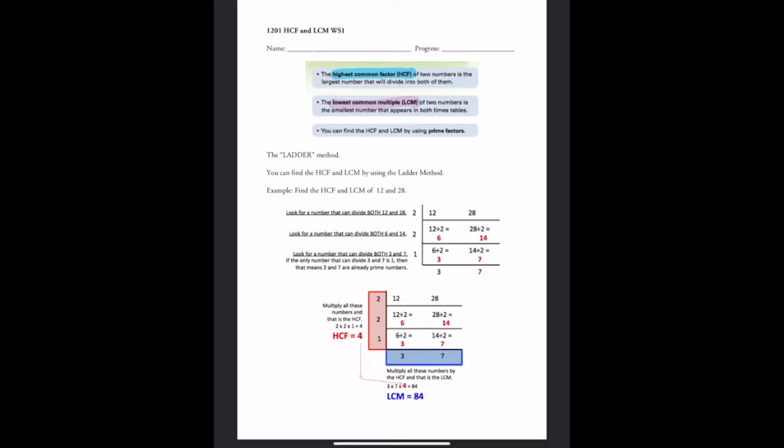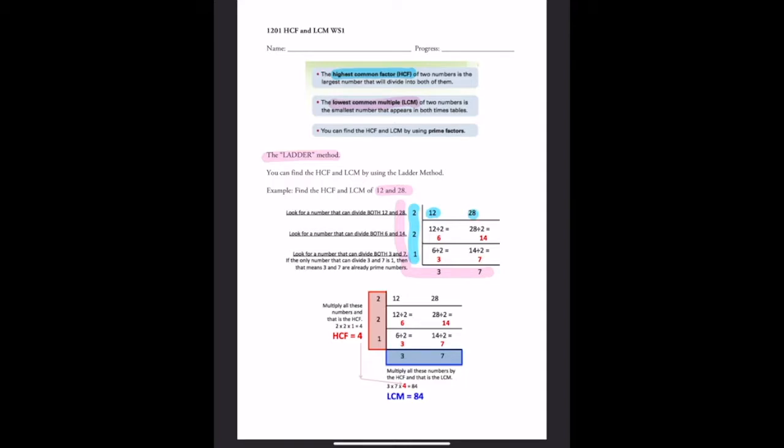You can find HCF and LCM by using prime factors. Now there are many ways of doing this, but I find the ladder method, just because it looks like a ladder, the easiest, because by using the ladder method you can look for the highest common factor and the lowest common multiple, as I will show you now. Let's say we're looking for the HCF and LCM of two numbers, which are 12 and 28.